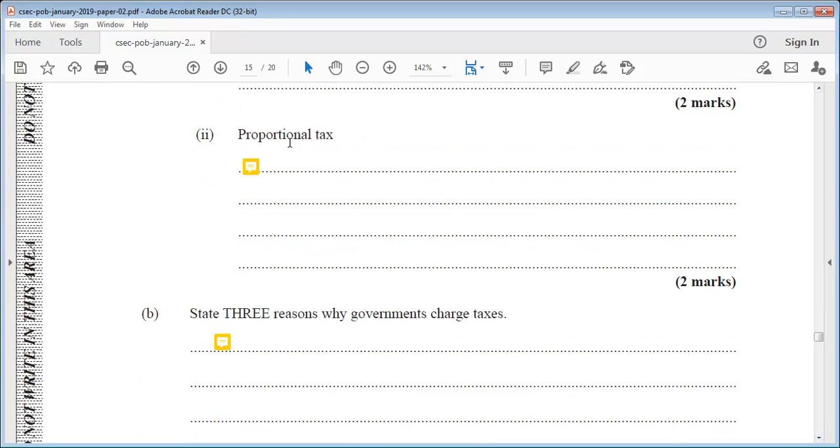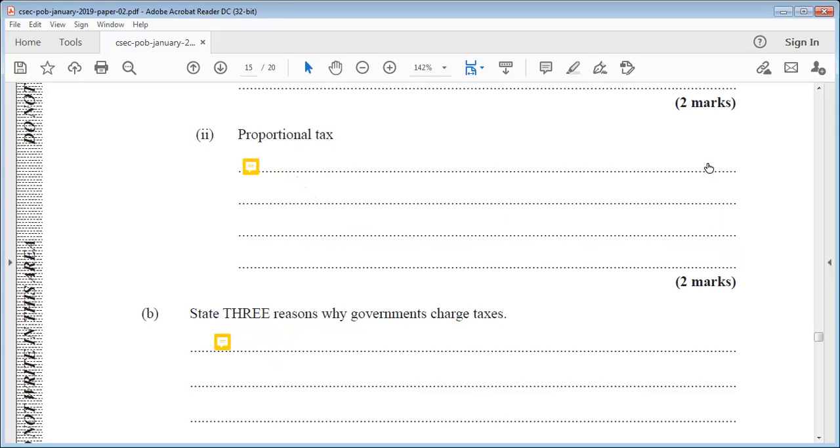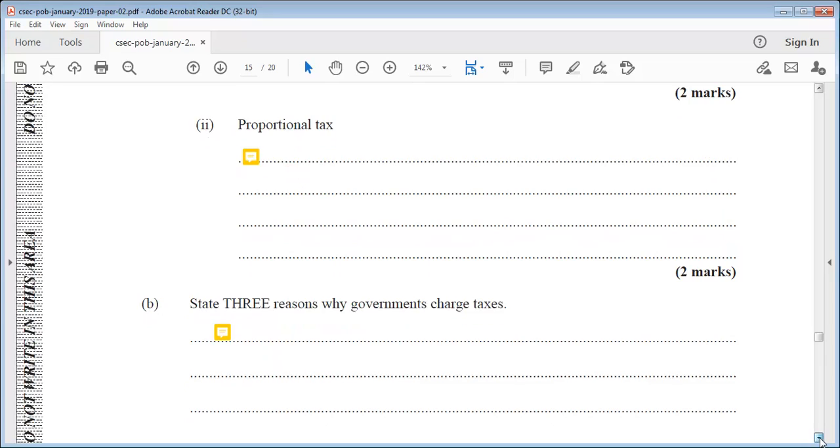That is worth 2 marks. A proportional tax is one in which all taxpayers pay the same percentage tax, regardless of how much income they earn. So the low class, the middle class, and the high earners all pay the same tax. That is worth 2 marks.